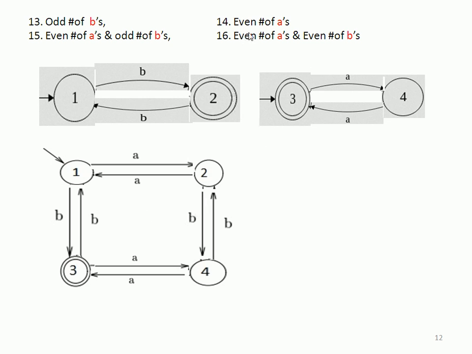Similarly, for the other problem, even number of A's and even number of B's, from this problem you can understand and easily construct the even number of A's and even number of B's acceptable machine. The strings will be, for example, 1B and 2A 1B, and so on. That is the example of the 15th problem, even number of A's and odd number of B's.